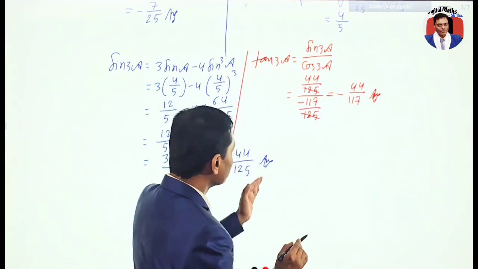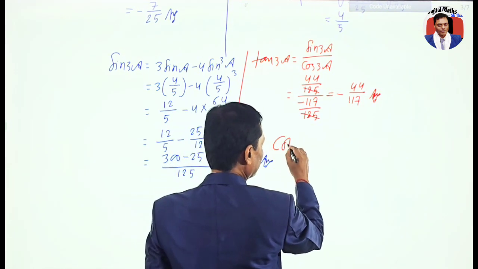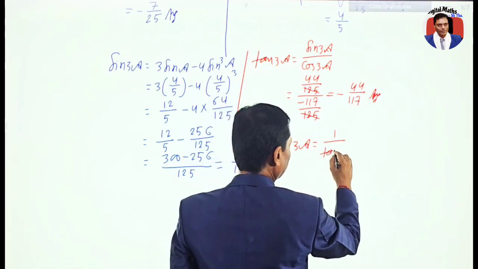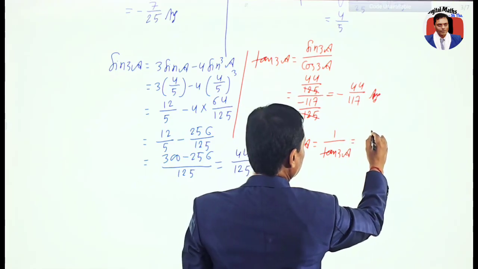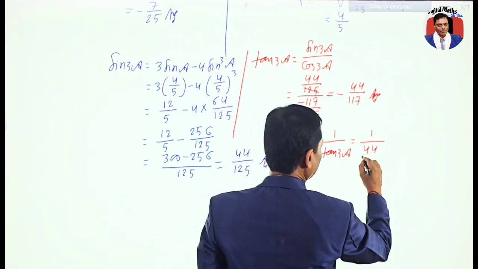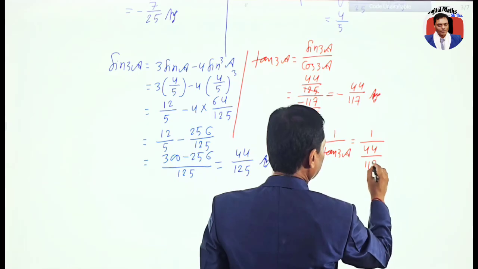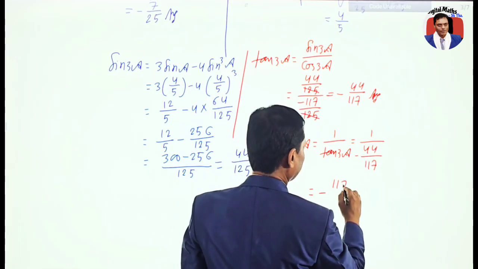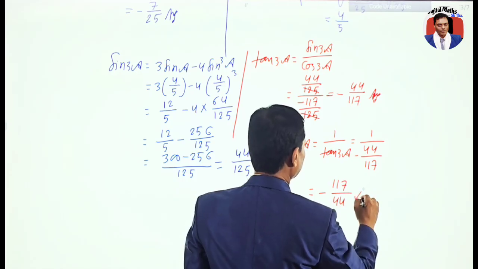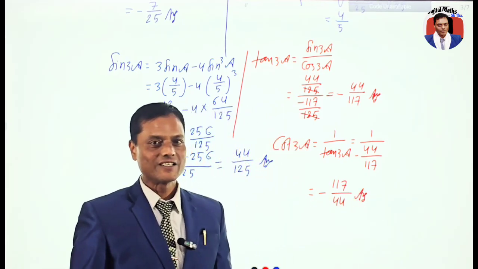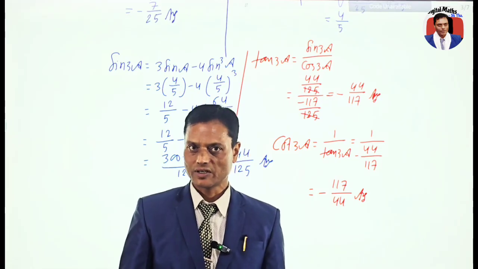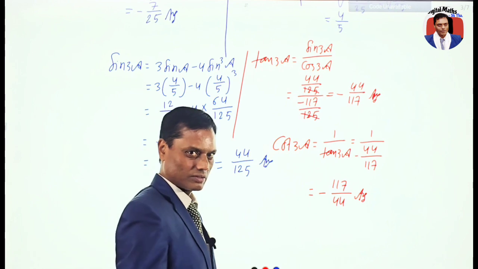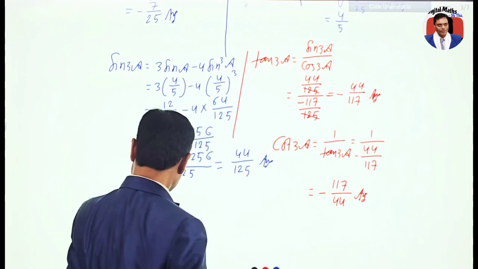But under this condition, cot 3a equals 1 over tan 3a. That's 1 over minus 44 over 117, and that gives us negative 117 over 44, that's the value of cot 3a. But cot 3a is not asked in the question, so no need to do this work, I have only shown you for more knowledge.